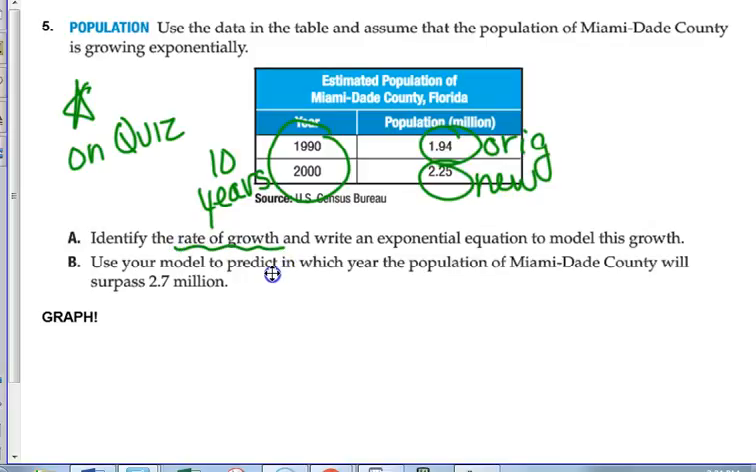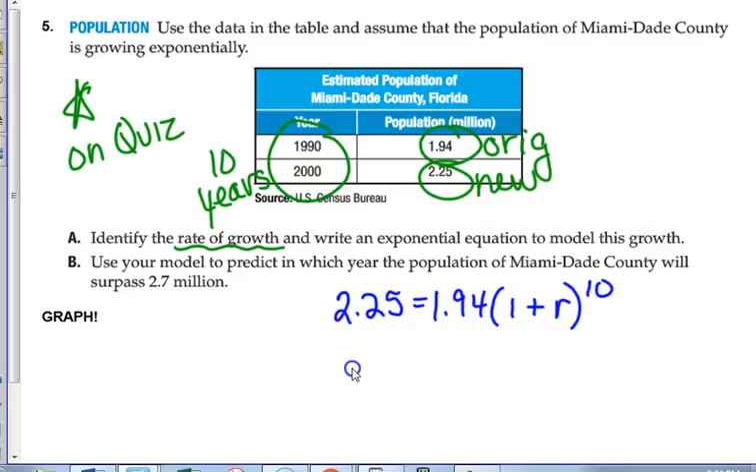Yikes. Any ideas? Equal to. Yep, I'm going to use R because it's a rate. Good job. Perfect. Now we got to know how to solve that.